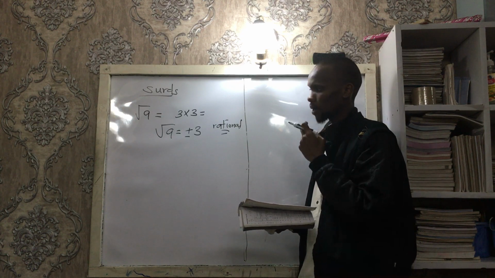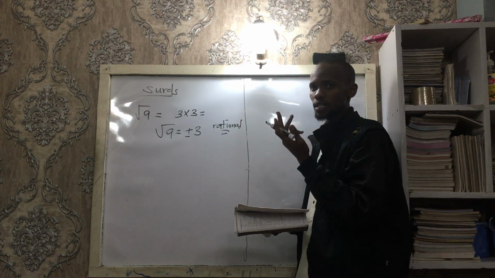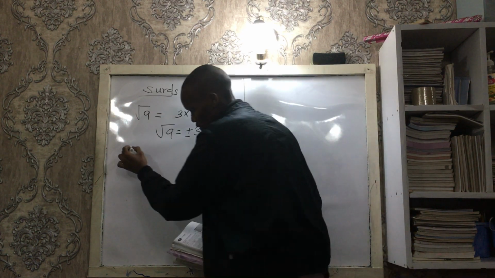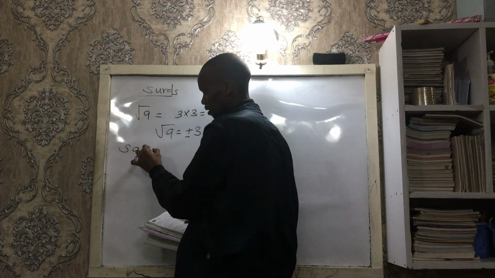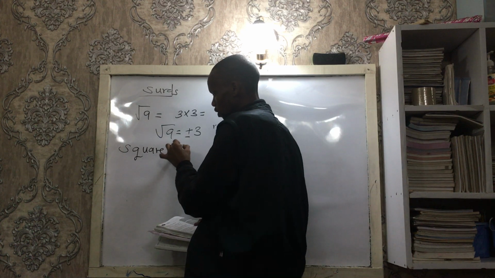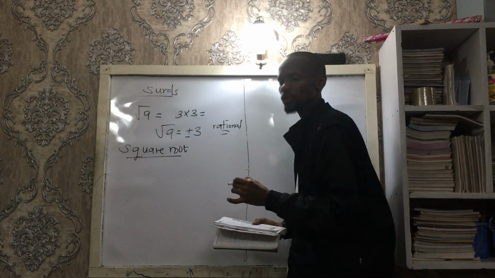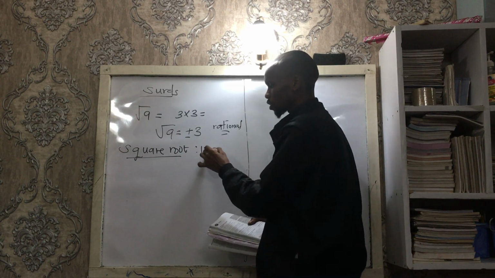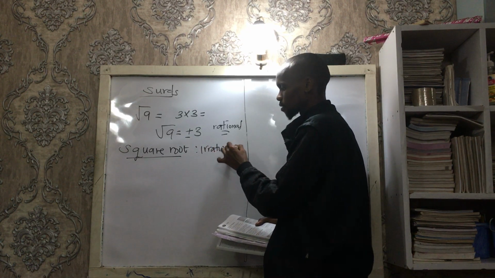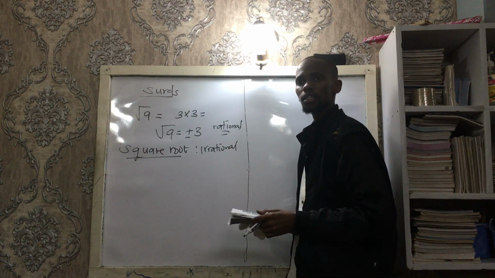So the big question is square root. Let me talk about square root. Is a square root a rational or irrational number? That is what we are going to ask ourselves. Are we together? Most of the square roots are irrational numbers.